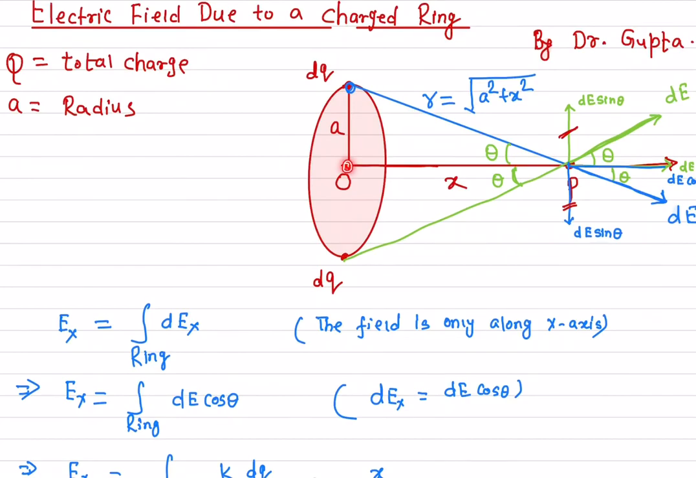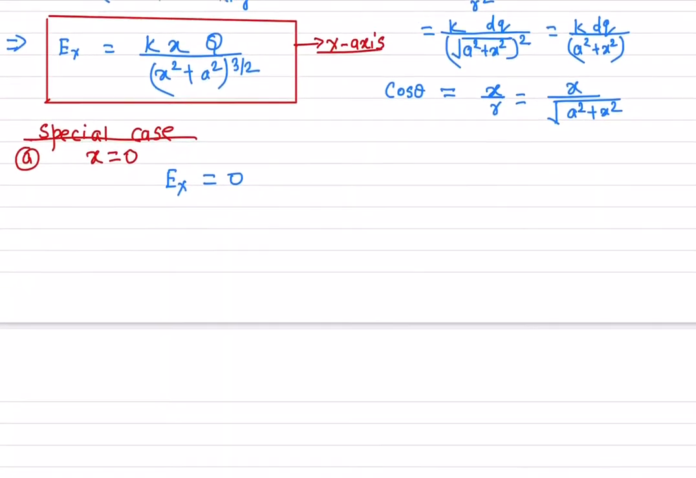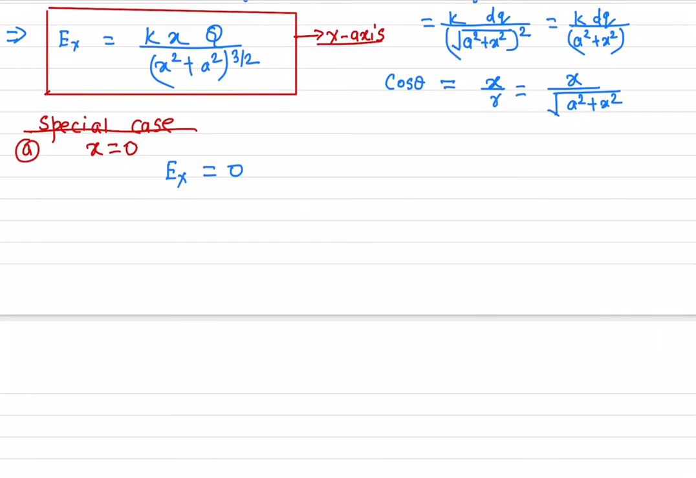And this makes sense because if you have a charge here, then the electric field will be directed at all points in radially outward directions. So the total electric field will be 0.